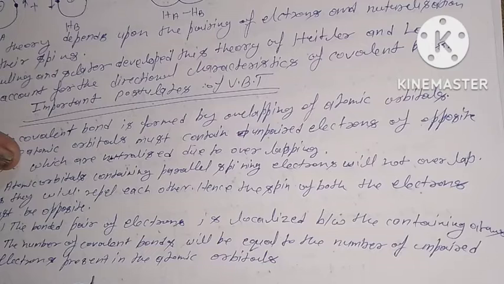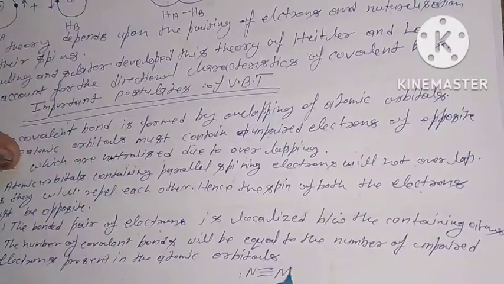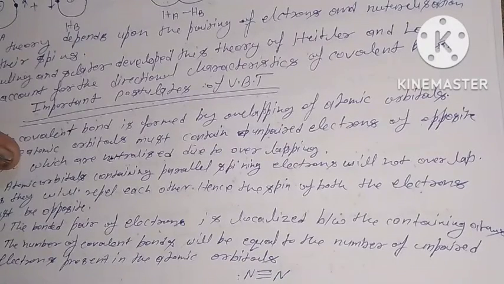So two N atoms combine to form a triple bond, because the number of covalent bonds will be equal to the number of unpaired electrons present in the atomic orbitals. Example, nitrogen atom has 3 unpaired electrons in 2p3 orbitals. So two N atoms combine to form 3 bonds.